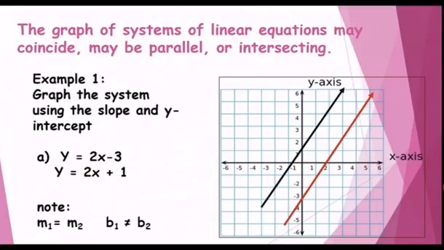Take note that the slopes of the two equations are equal. Those are the coefficients of x. But their y-intercepts or the constants, which are negative 3 and 1, are different. Therefore, the graph of the given pair of linear equations are parallel lines. When we say parallel lines, these are lines that never meet, however, they are extended.